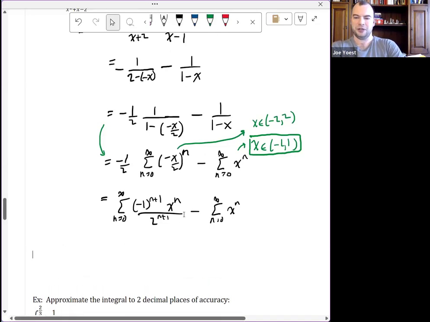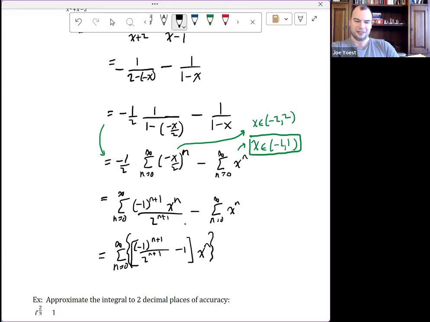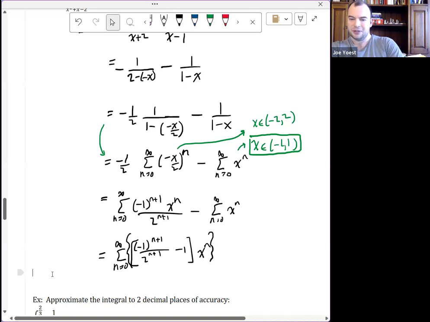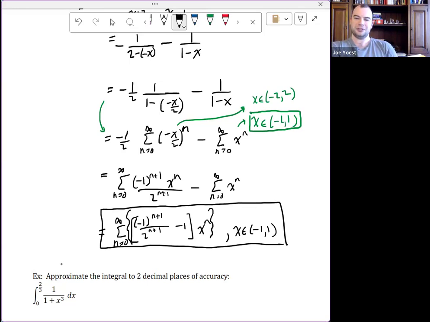And at this point, I have two series, both of which are convergent individually. And they're also nicely indexed the same. I can combine all of this under a single series. I guess I need a few more grouping operators there, but I can wrap it all under a single series if I wanted to.